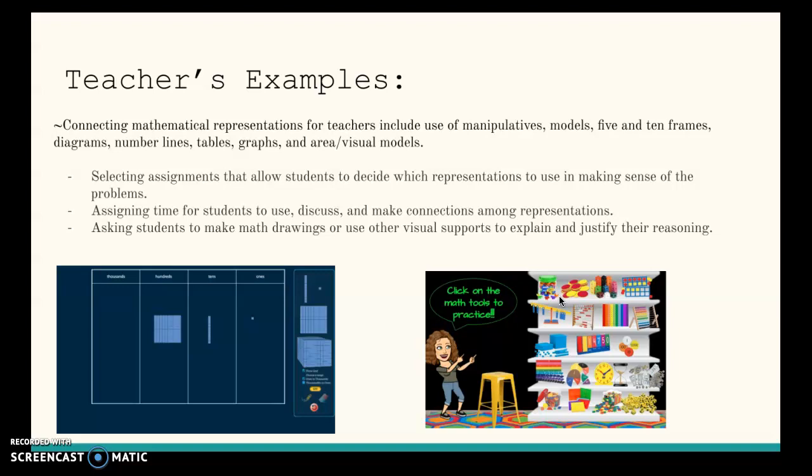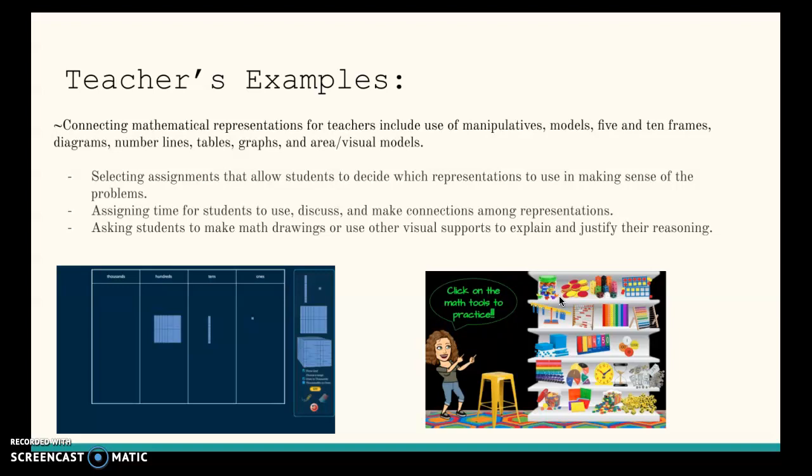Connecting mathematical representations for teachers include manipulatives, models, 5 and 10 frames, diagrams, number lines, tables, graphs, and area/visual models. For an example, a teacher could say, after reflecting on your experience using the base 10 blocks, did you notice that we can combine 10 ones to make 10? Did you make your place value mat a little more friendly to the eye? Visual aids are certainly very important to a teacher that they could have in their classrooms.